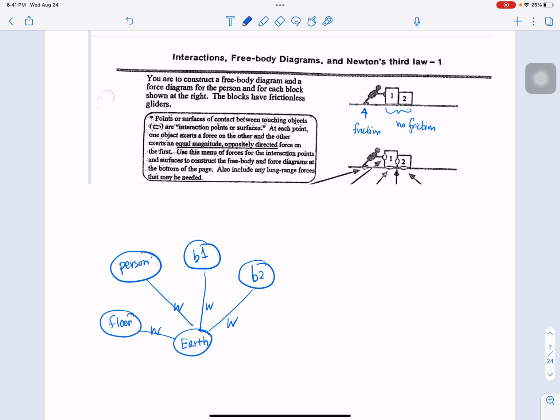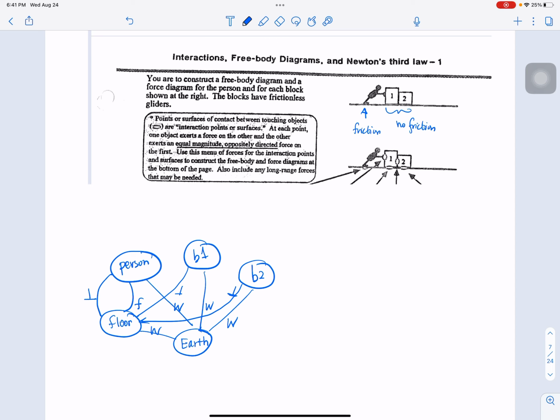And we know that the person has friction with the floor, so I'm going to put that in. I'm going to say this is friction. And then the person has another interaction with the floor. The floor is holding the person up, and this is what we call the perpendicular force. And so we also have the floor is holding the block up, and it's holding this block up as well. So our diagram gets really messy pretty quickly.